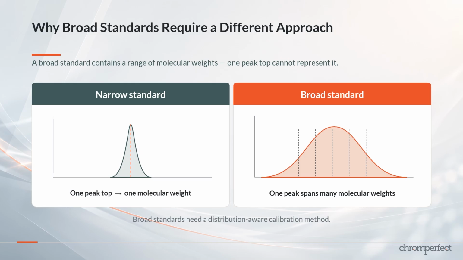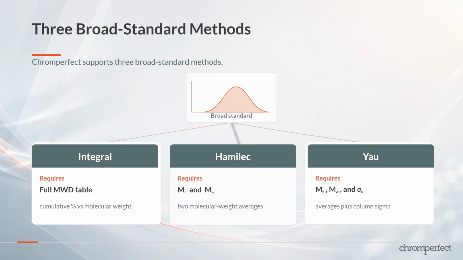Frequently, only one broad standard is available. A broad standard cannot be represented by one peak-top molecular weight. Its chromatographic profile contains a range of molecular weights. To be useful for calibration, the distribution must therefore be independently characterized. Chromperfect supports three related approaches: the integral method, the Hamilec method, and the Yau method.